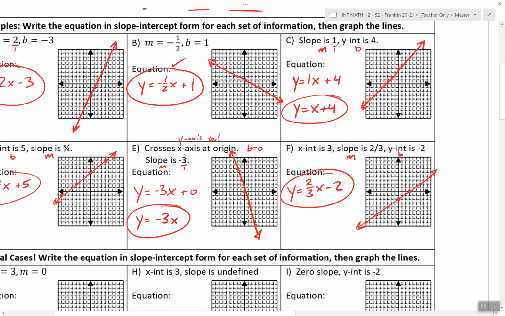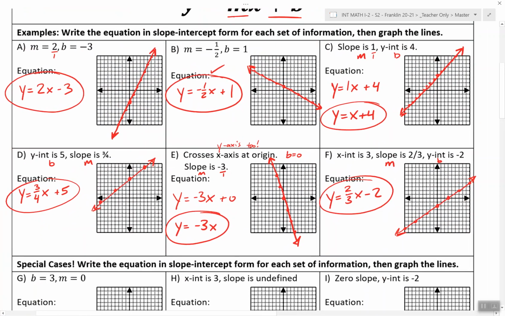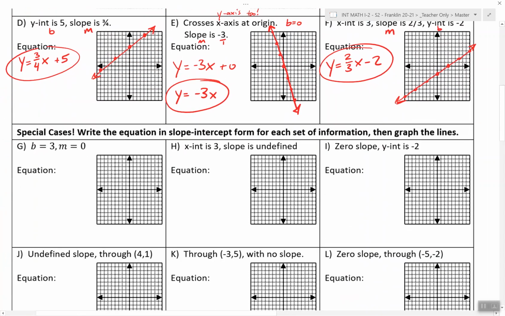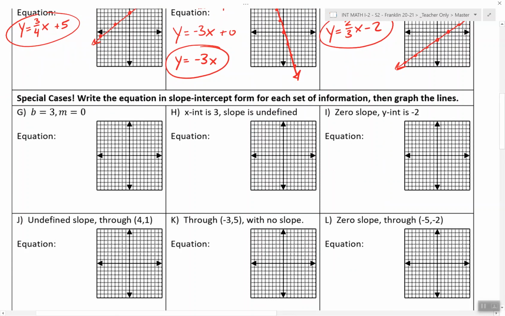Okay, so there are the first 6 examples, just the regular standard examples. Now we're going to look at some special cases. So here are some situations that don't show up as often, but they're still important to know.